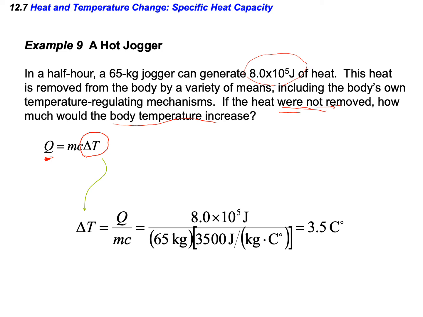And the question is, what is the temperature increment? So you can solve for delta T, which is Q over mass times specific heat capacity of the body, which is 3500. So the heat generated is 8 times 10 to the 5 joules divided by the mass of the jogger and the specific heat. And when you solve this, you will get 3.5 degrees Celsius. So your body temperature will go up by this amount if the heat your body generates isn't removed.